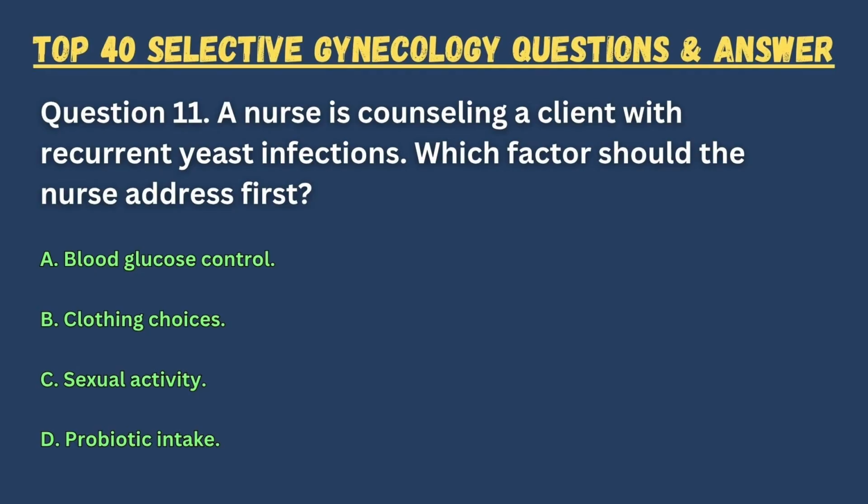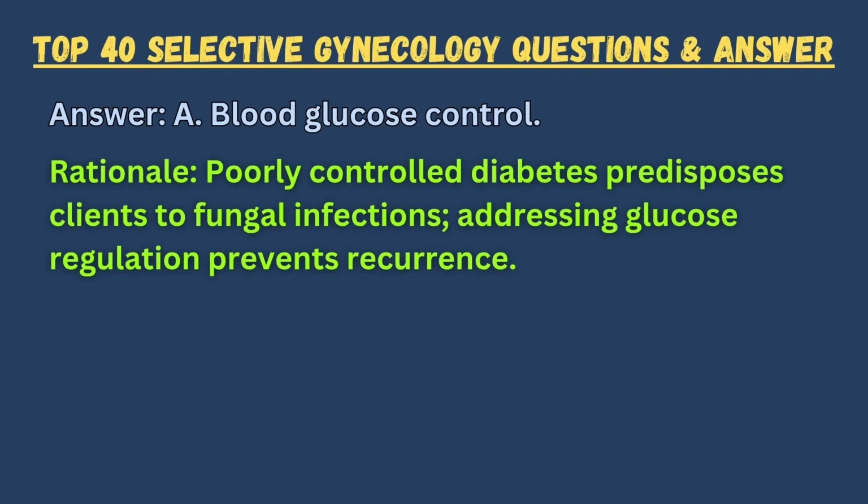Question 11. A nurse is counseling a client with recurrent yeast infections. Which factor should the nurse address first? A. Blood glucose control. B. Clothing choices. C. Sexual activity. D. Probiotic intake. Answer: A.